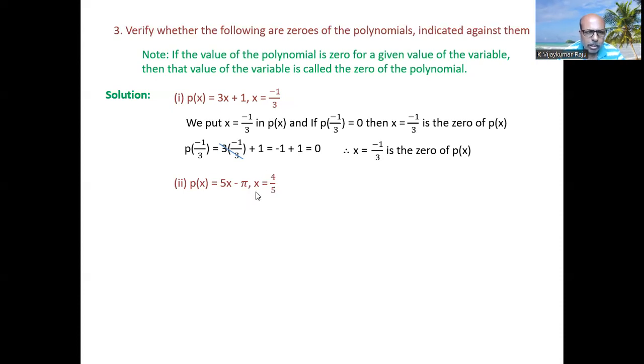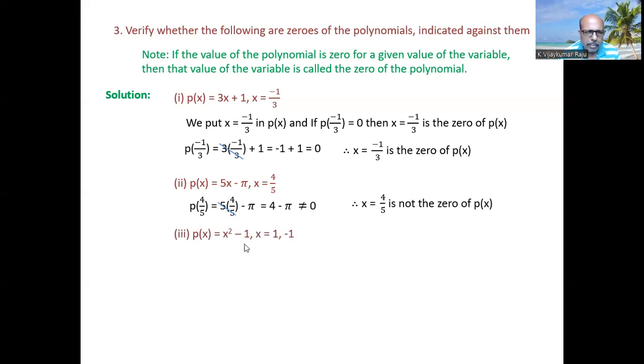Second one. The value of x he wants us to put is 4 upon 5. Let's put it. P of 4 upon 5, if you calculate, P is equal to 5 into 4 upon 5 minus 5. 5 cancels. You have 4 minus 5. 4 minus 5 is not equal to 0. It has some numerical value. So since it is not 0, therefore x is equal to 4 upon 5 is not the 0 of the polynomial P of x. Third one. He wants you to calculate whether x is equal to 1 is a 0 or x is equal to minus 1 is a 0.